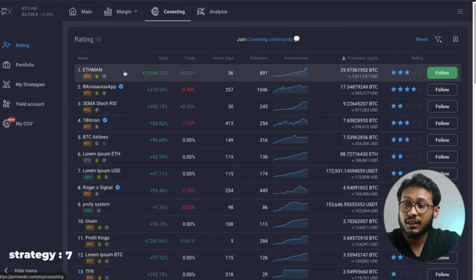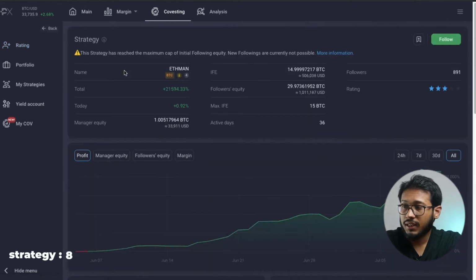So let's have a look in detail at the ETH Man, or Ethereum Man, strategy. Once you click here, on the top it says that this strategy has reached the maximum cap for initial following equity. New followers are currently not possible. But let's have a look in detail at how this strategy is working, how much profit or loss it has.